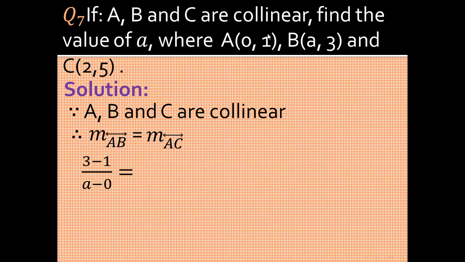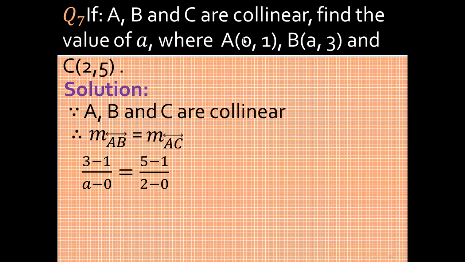The slope of the straight line AB, where the coordinates of the point A are (0, 1) and the coordinates of the point B are (a, 3). To find the slope, we need to find the difference of y coordinates over the difference of x coordinates. So we can write (3 minus 1) over (a minus 0) equals the slope of the straight line AC.